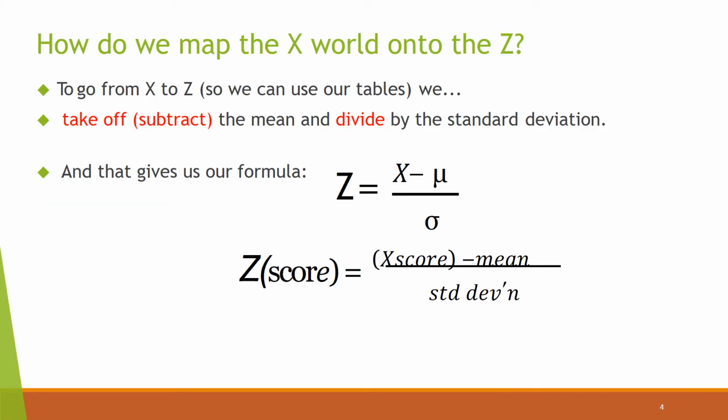How do we map the X world into Z? X is the real life score, Z is the hypothetical normal distribution. To go from X to Z, we can use a simple formula. That simple formula is Z equals X minus mu over sigma. X is the score, minus the mean, divided by the standard deviation.